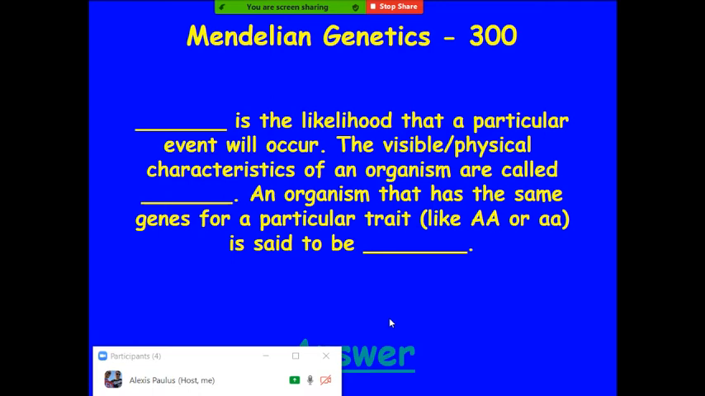All right, blank is the likelihood that a particular event will occur. The visible or physical characteristics of an organism are called blank. An organism that has the same genes for a particular trait, like big A or little a, is said to be what?